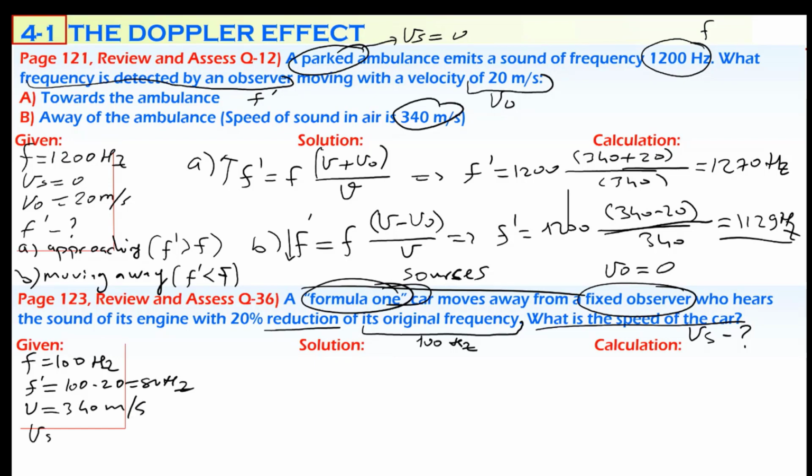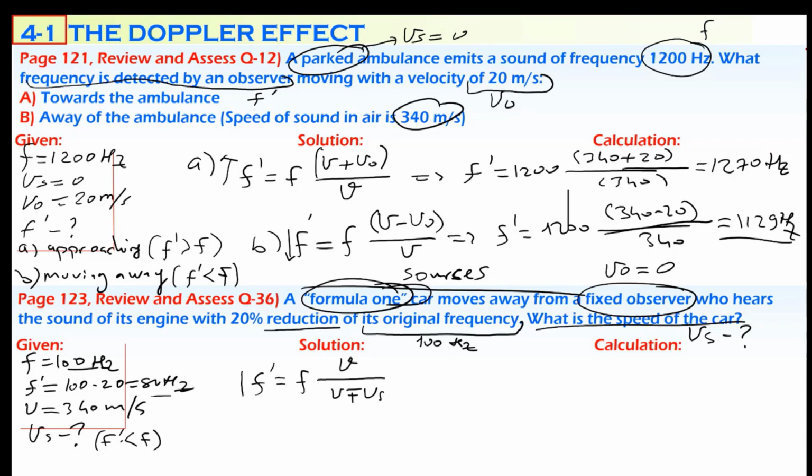So calculate the speed of the source. This is the question: calculate the speed of the car. I know that they are moving away. The moving away case is what? F prime must be less than F, and we got it here: F prime is less than F. So let's write the equation for this case. F prime is equal to F times V plus or minus VO divided by V plus or minus VS. But VO is zero, the observer is fixed, so I don't need to write VO here. Just write V.